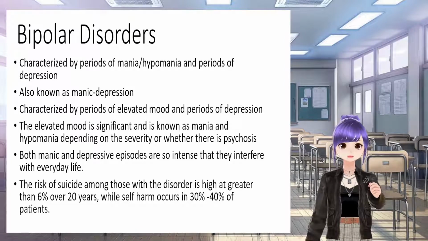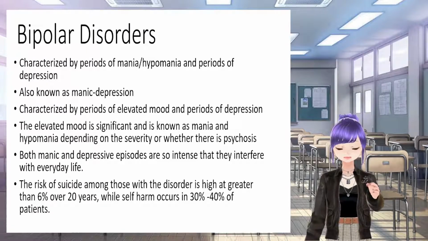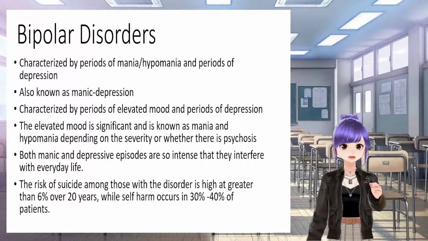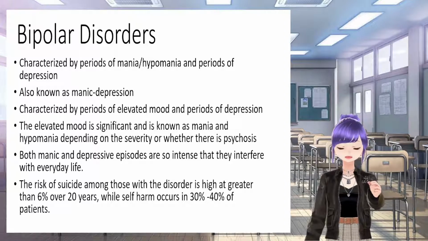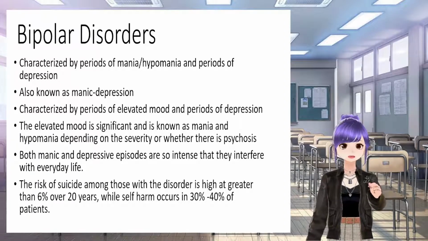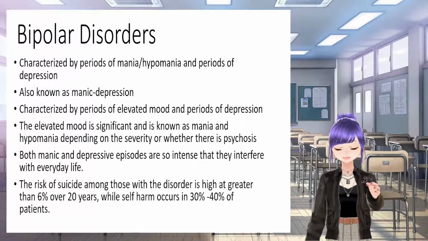So, the elevated mood is significant and is known as mania or hypomania, depending on the severity or whether there is psychosis. Both manic and depressive episodes are so intense that they interfere with everyday life. Between cycles of manic and depressive states, the individual will often experience normal functioning. The risk of suicide among those with the disorder is high, at greater than 6% over 20 years, while self-harm occurs in 30 to 40% of patients. Other mental disorders such as anxiety disorders and substance use disorders are commonly associated.